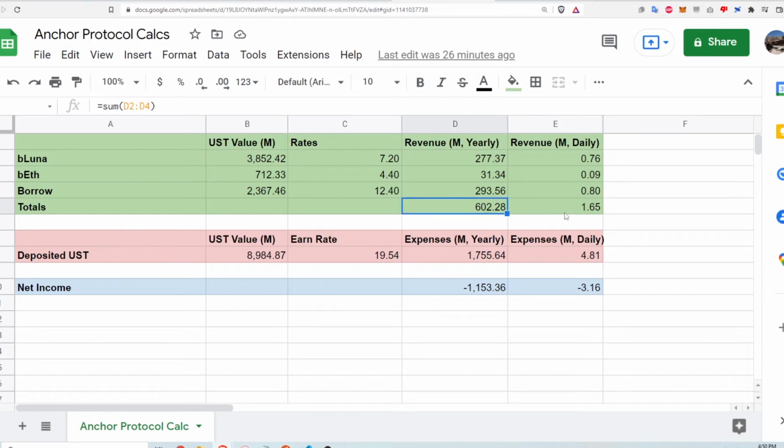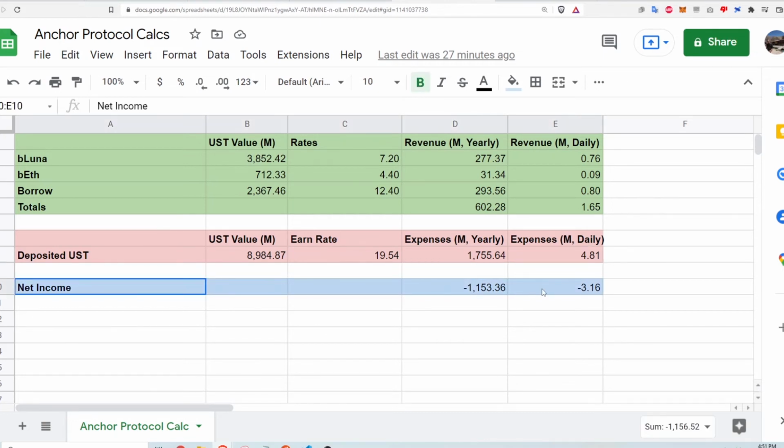So per year, all these total out to 600 million in revenue per year, and then that equates to 1.65 million UST per day. So that is the revenue for Anchor protocol. On the expense side, it's only the UST paid out to the depositors, which current value of the deposits is about 9 billion UST at an earn rate of about 19.54%. That equates to roughly a $1.7 billion expense yearly. And that is a 4.8 million UST expense daily.